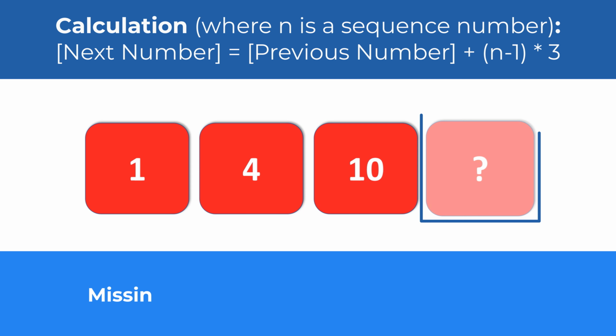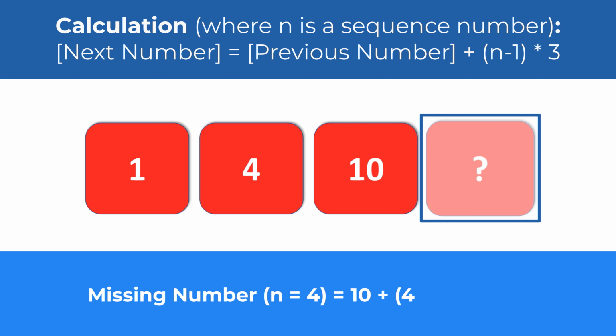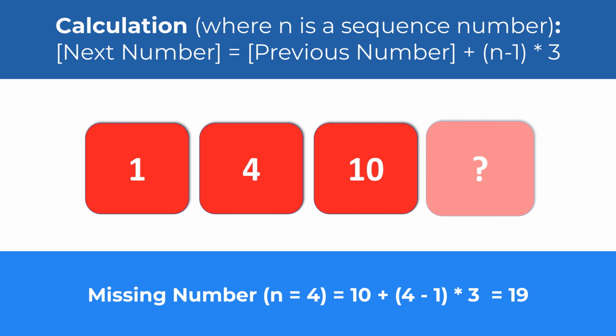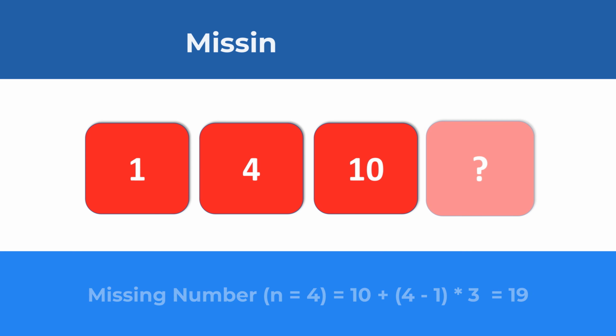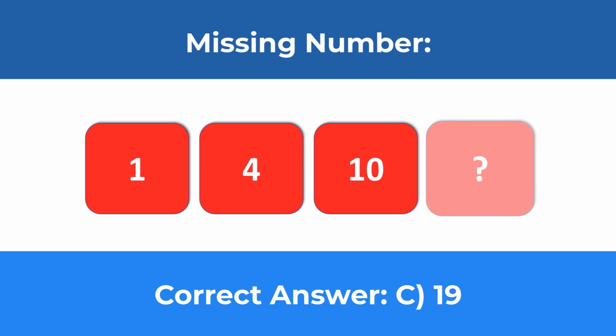So the missing number, where the sequence number n equals 4, can be calculated as 10 plus 4 minus 1 in parentheses multiplied by 3 equals 19. So the correct choice here is choice C, 19.